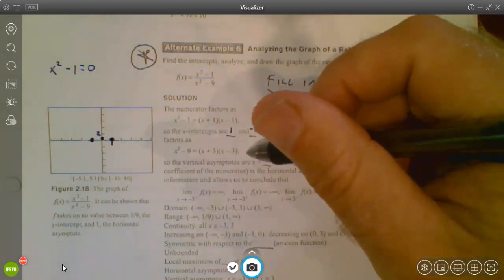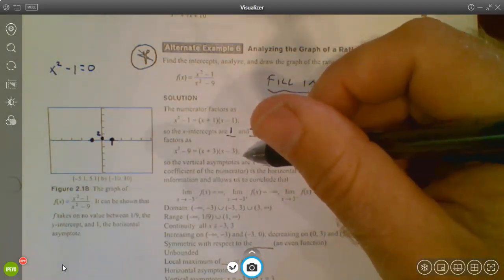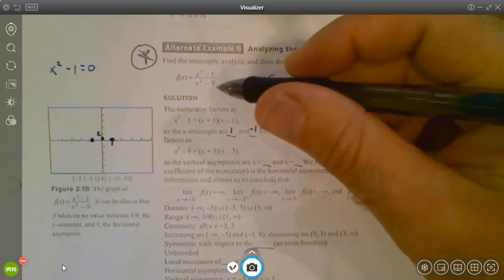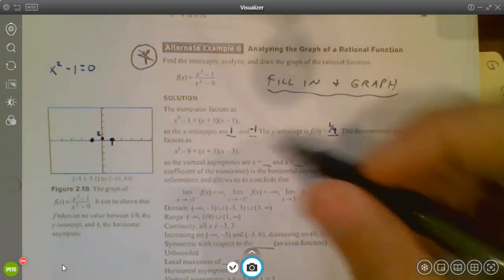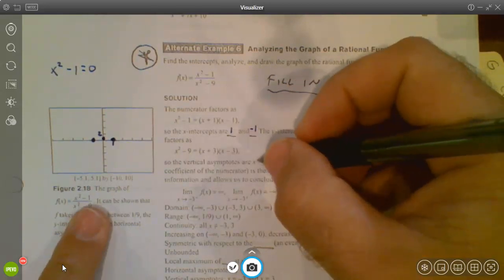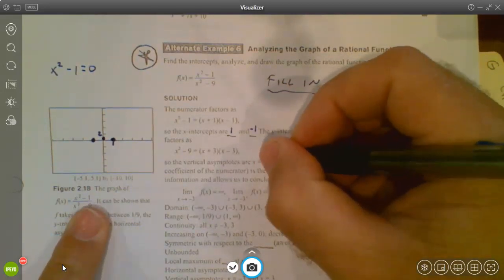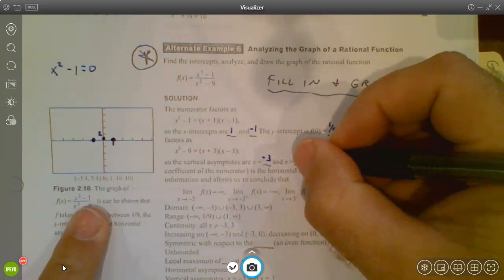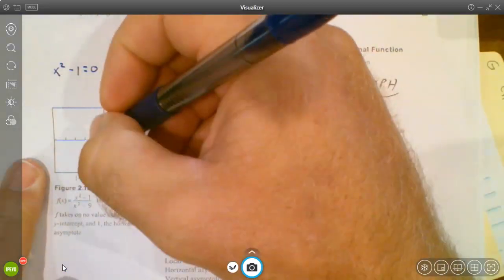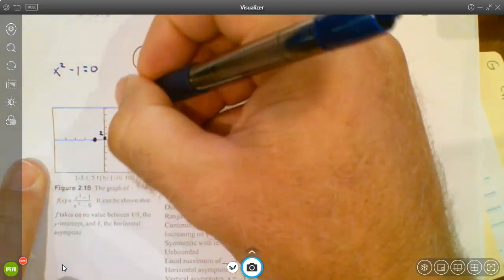So if we factor the denominator, here's where we get the vertical asymptotes. As you set the denominator equal to 0, we can see vertical asymptotes at x equals -3 and at x equals +3. Always good to draw those in as well. 1, 2, 3.